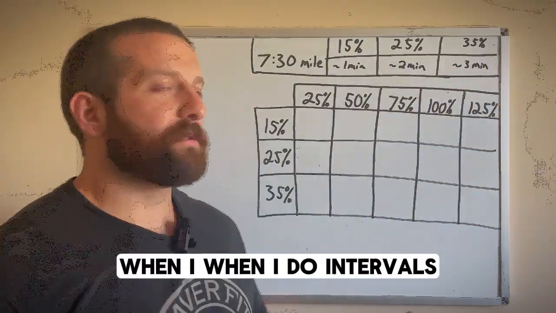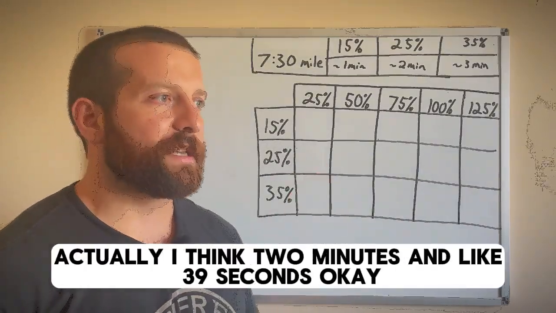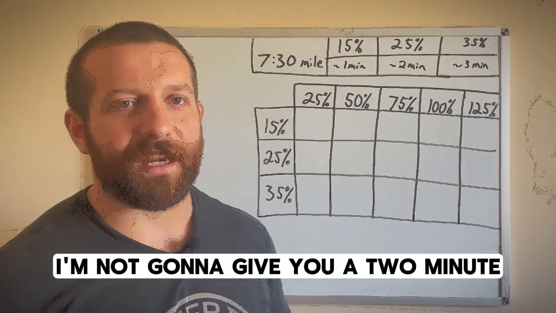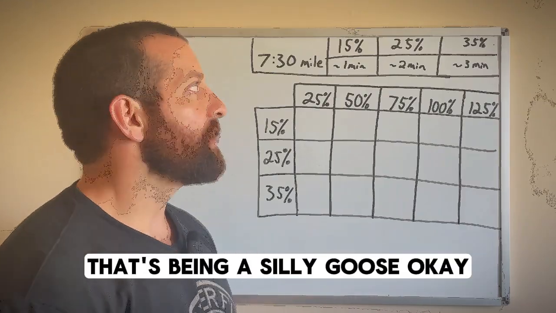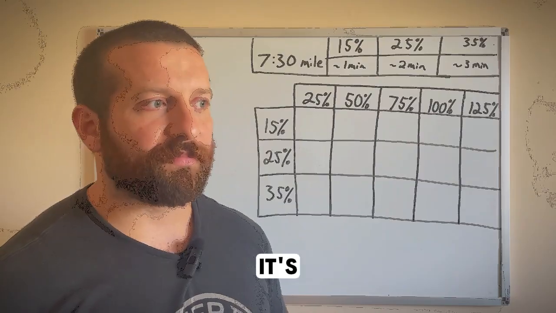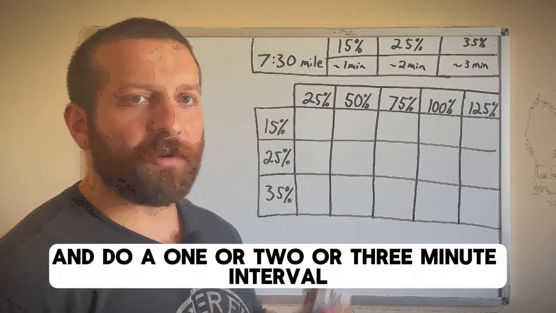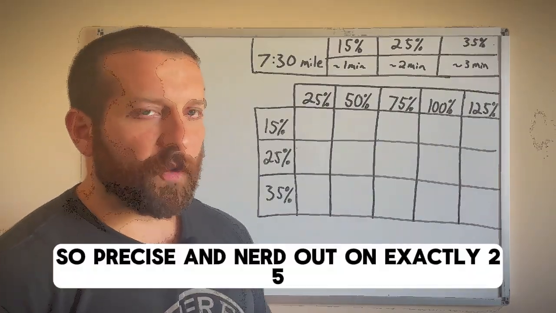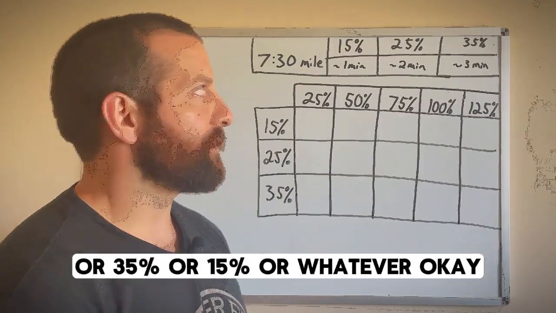Okay. When I do intervals, I'm not going to give you 35% of a 7:30 mile. Actually, I think it's 2 minutes and like 39 seconds. Okay. I'm not going to give you a 2 minute and 39 second interval. That's just silly. That's being a silly goose. Okay. I'm just going to round it up or down to what makes sense. Okay. It's more practical. It's more pragmatic to just put that in your phone or your watch or whatever and do a 1 or 2 or 3 minute interval. Okay, so we don't have to be so precise and nerd out on exactly 25 or 35% or 15% or whatever.